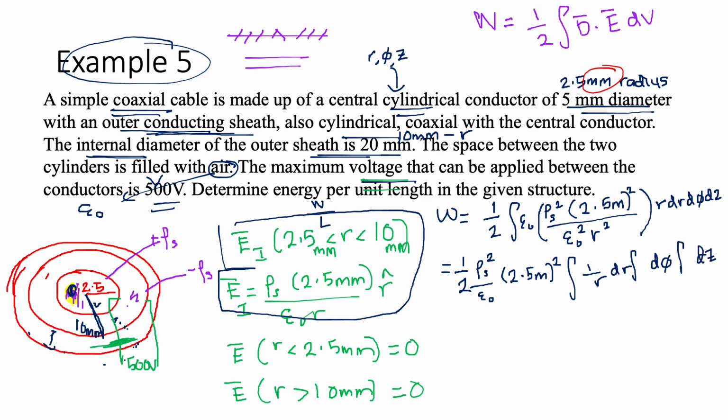Now let's decide the limits. For r, it's only at this region, so it will be 2.5 milli until 10 milli. Don't forget the milli. For phi, 0 until 2 pi. For z, 0 until L, the height of the cylinder. We don't know it, so we just give it as the height of the cylinder.